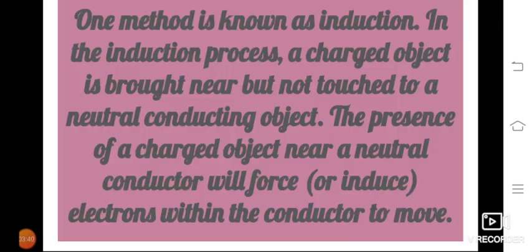This method is known as induction. In the induction process, a charged object is brought near but not touched. So they are not touching each other, it only comes closer to the neutral conducting object. The presence of a charged object near a neutral conductor will force electrons within the conductor to move. So when the object goes near, what is happening?